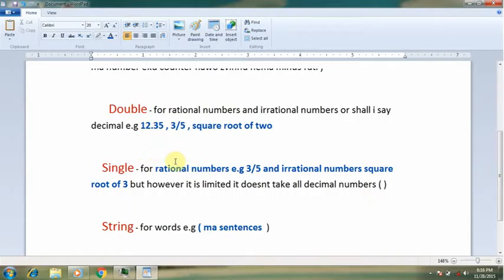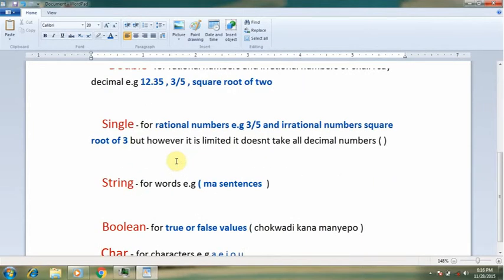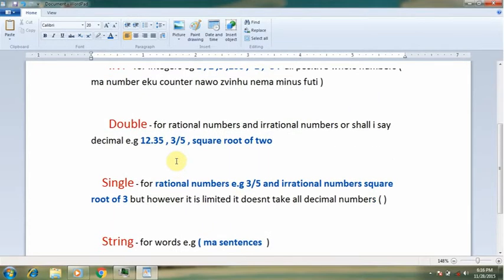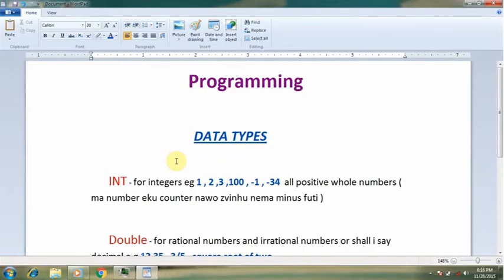Singles are used for rational numbers but are limited. They take up to a certain standard but not beyond it. Where singles end, doubles take over. So you can interchange these, but if you want to use big decimals, you use doubles. Then integers are for whole numbers, both positive and negative. The set of integers, and my counting numbers are the natural numbers.